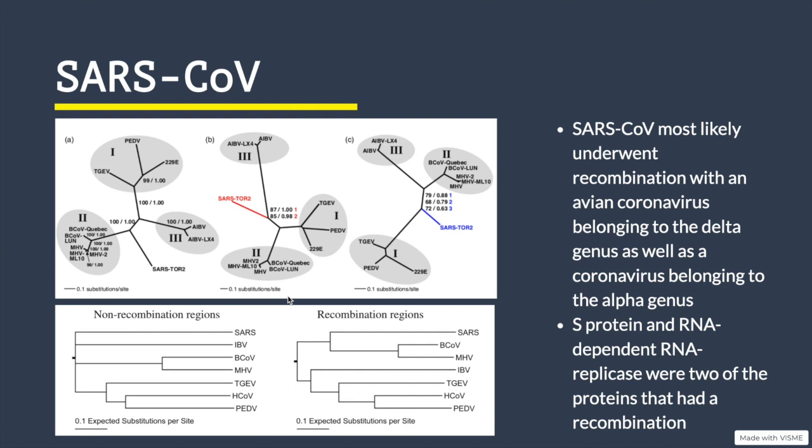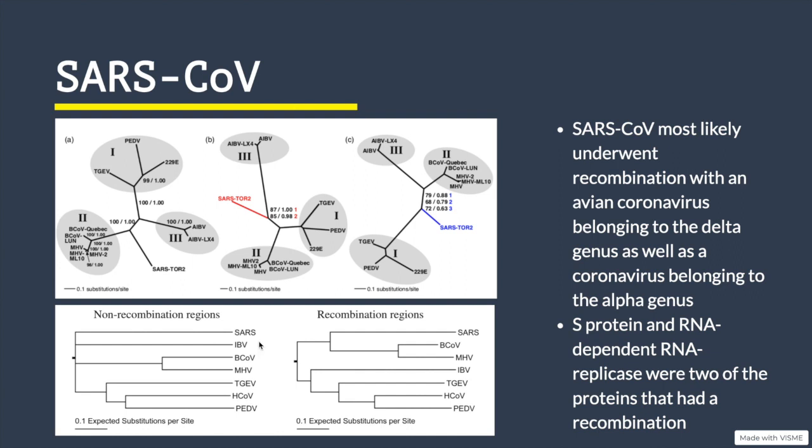The regions that actually had recombination occurring were the spike protein and the RNA-dependent RNA replicase. So this image here, as well as this image here, which is just another way to view the phylogenies of the non-recombinant regions versus the recombination regions.